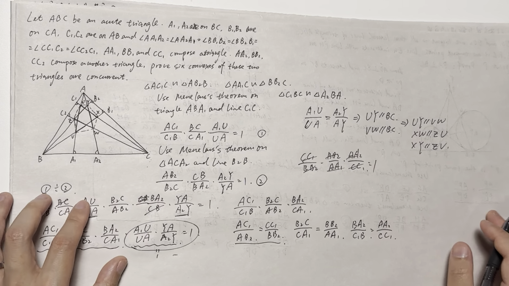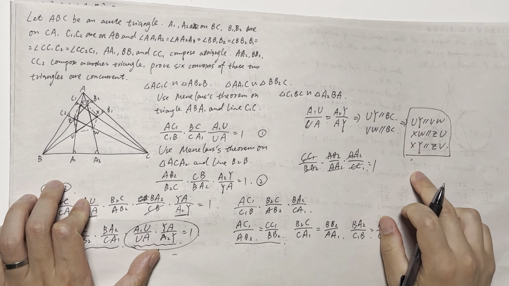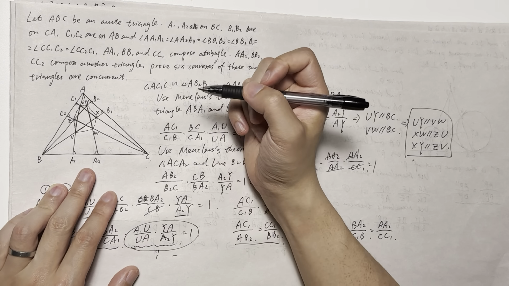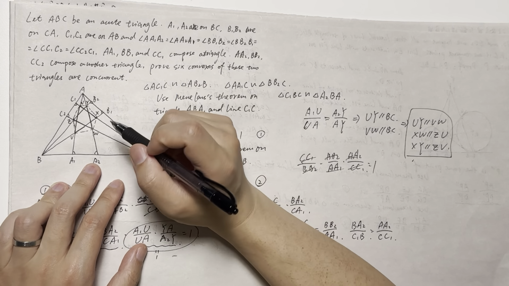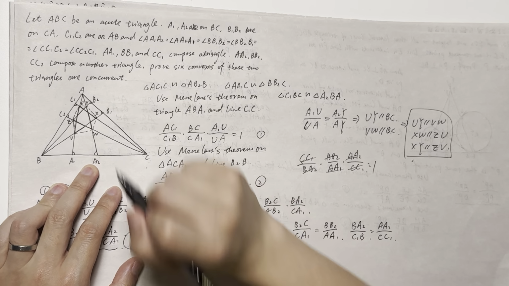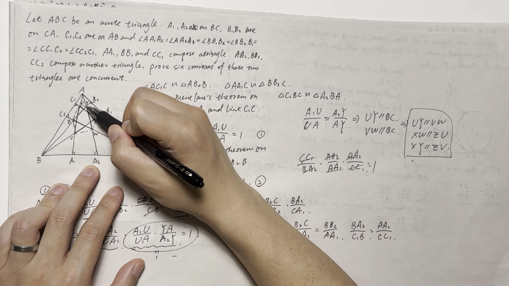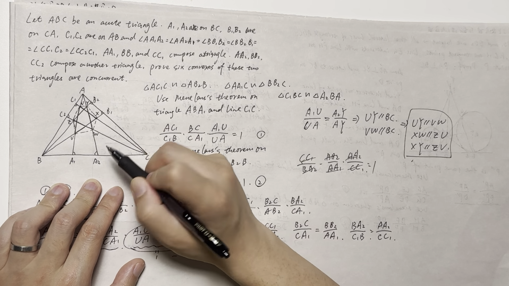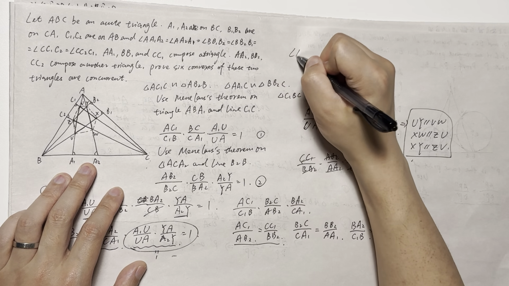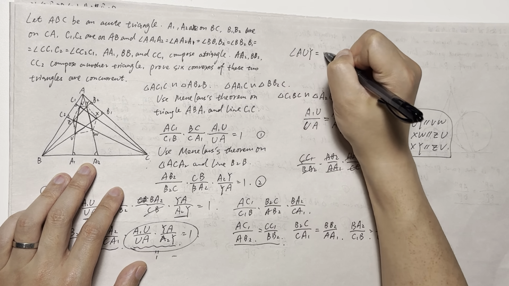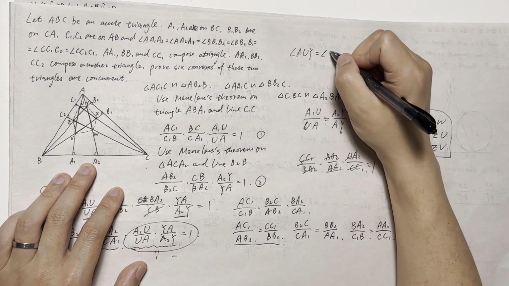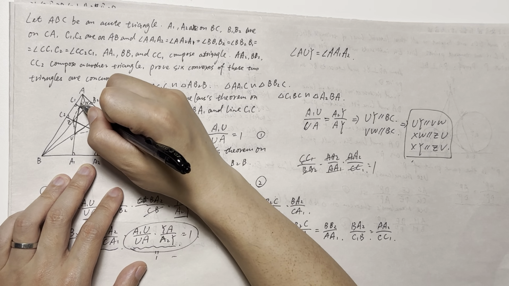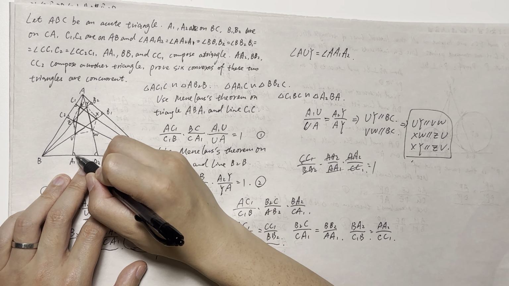So how can we use this conclusion to prove that these 6 points are on the same circle? So if we look at, because we have this line parallel with this line and parallel with this line, which means the angle AUY equals angle AA1A2, right? This angle equals this angle.